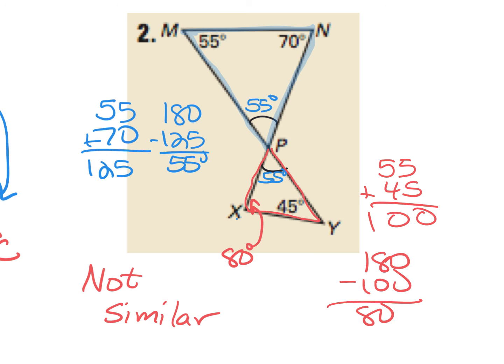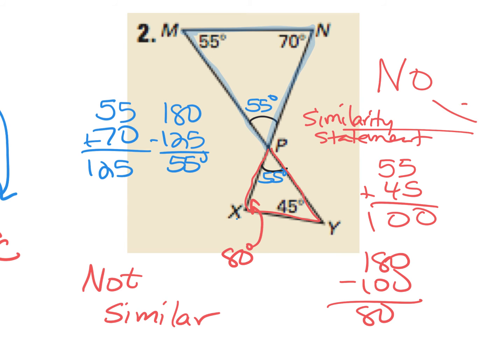So in the quiz tomorrow, all you have to do is write the word no, and then where it's got the blank line, where I want you to write a similarity statement, you leave that blank. Don't put anything there.